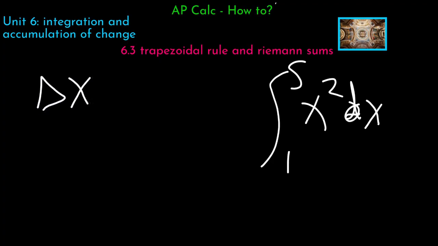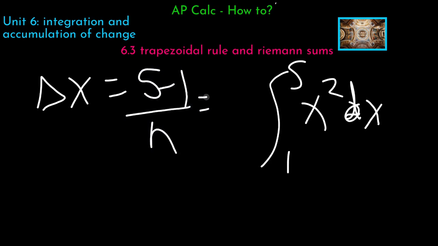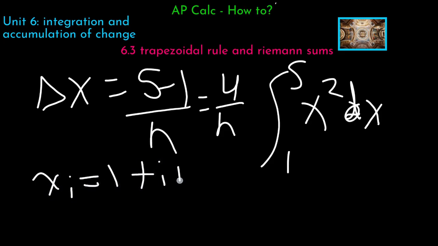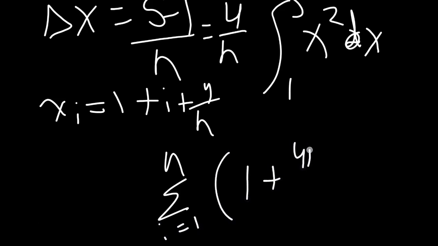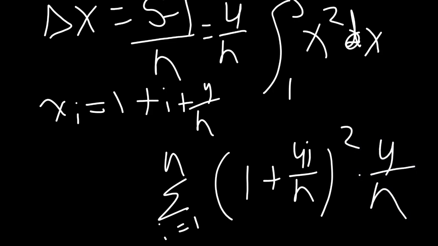Delta x equals 5 minus 1 over n, equals 4 over n. The right endpoint for the ith subinterval, x_i, equals 1 plus i times 4 over n. You're going to have the sum from i equals 1 to n of (1 plus 4i over n) squared times 4 over n. This is a Riemann sum, and in the limit, it becomes the definite integral.